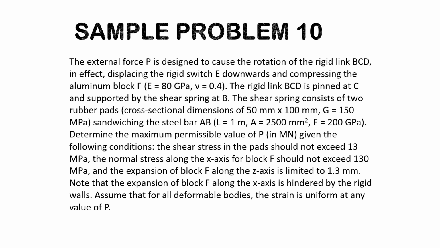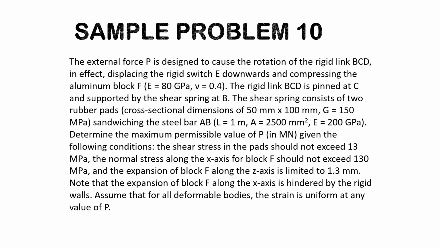The external force P is designed to cause the rotation of the rigid link BCD, in effect displacing the rigid switch E downwards and compressing the aluminum block F. The rigid link BCD is pinned at C and supported by the shear spring at B. The shear spring consists of two rubber pads sandwiching the steel bar AB.